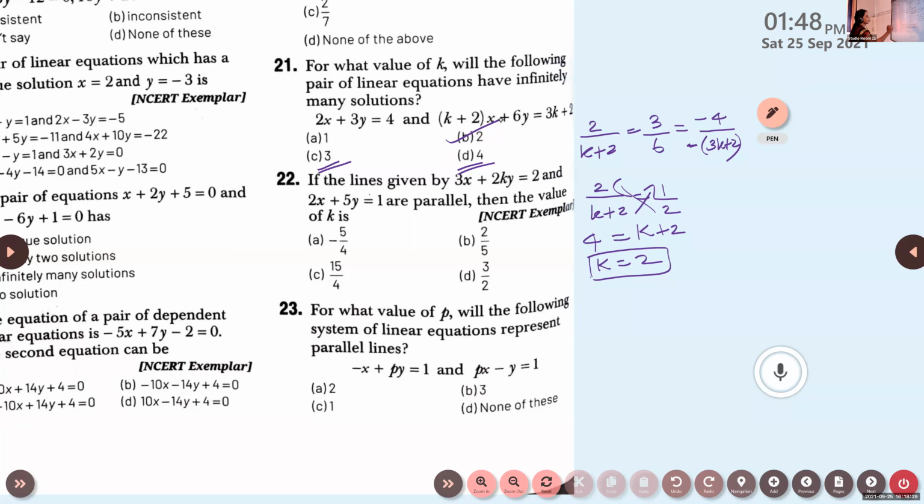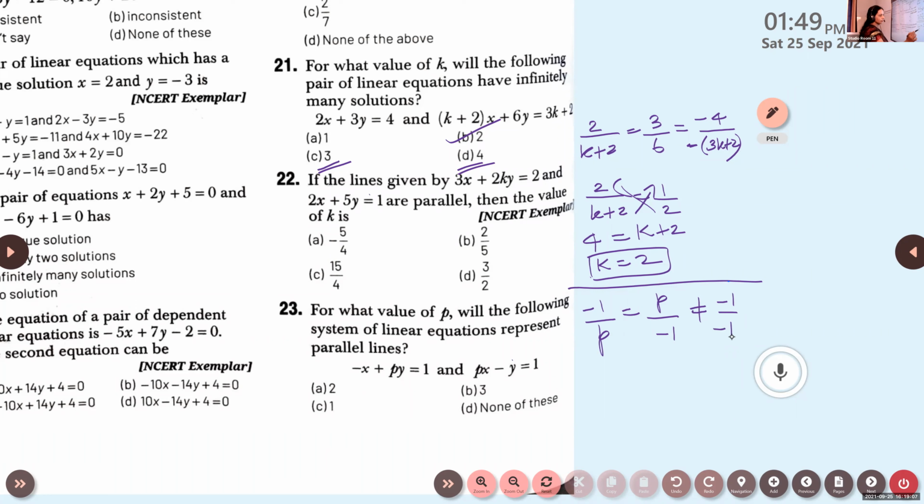Now do the 23rd one. For what value of P will the following equations represent parallel lines? What is the condition for parallel lines? Parallel means inconsistent, no solution. So what is the condition for no solution? A1 by A2 is equal to B1 by B2, not equal to C1 by C2.